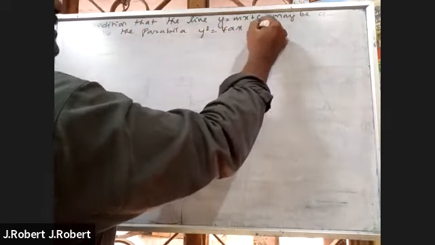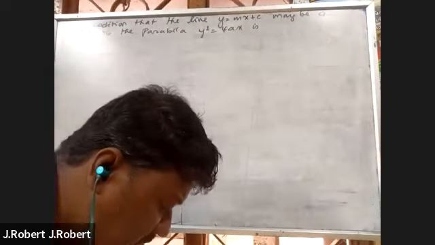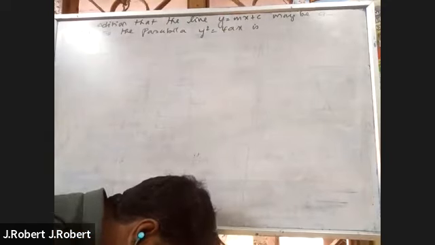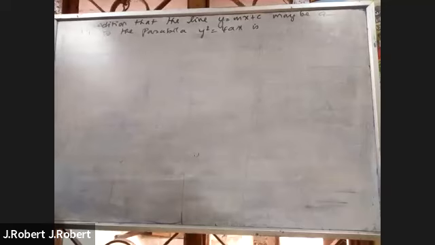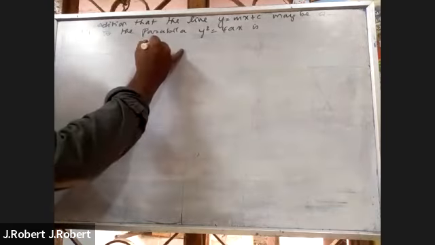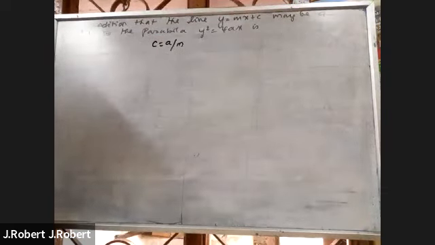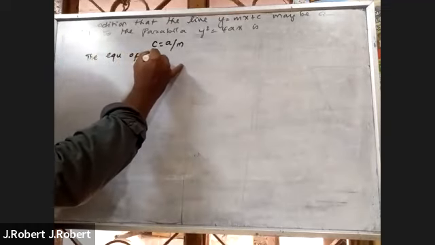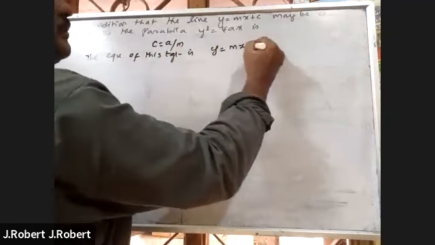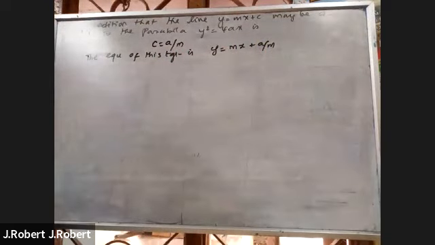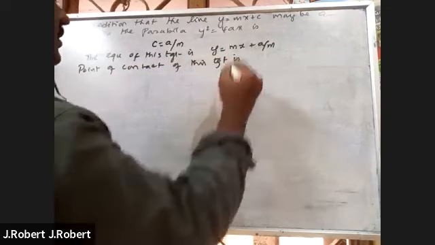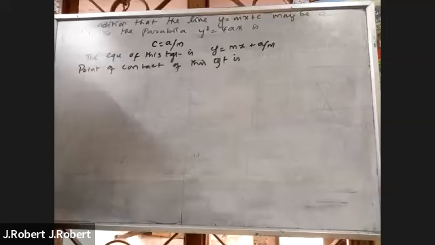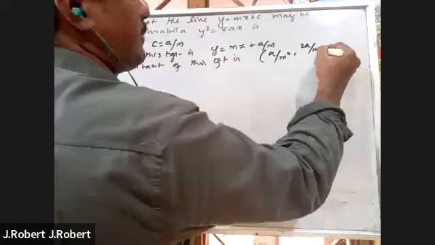The condition that the line y equals mx plus c may be a tangent to the parabola y squared equals 4ax. This condition is very, very important for conics. The condition is c is equal to a by m. The equation of this tangent is y is equal to mx plus a by m. The point of contact of this tangent is a by m squared comma 2a by m.